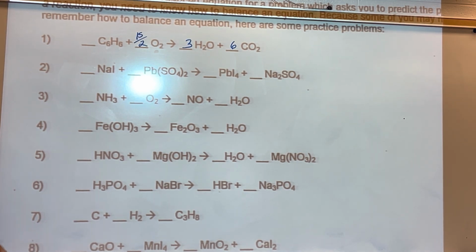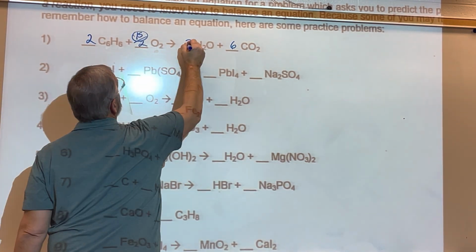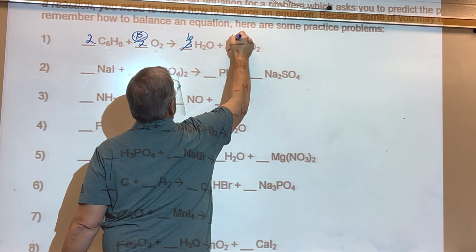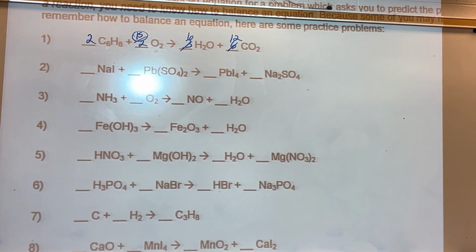However, if you don't want to do that, and most of the time we have whole numbers, what do we do to get a whole number? Just times everything by 2, so it'll be 2, 15, 6, and 12. Does anybody have any questions on that one?